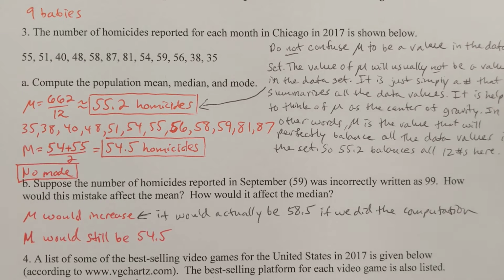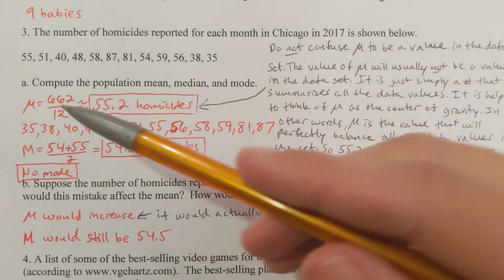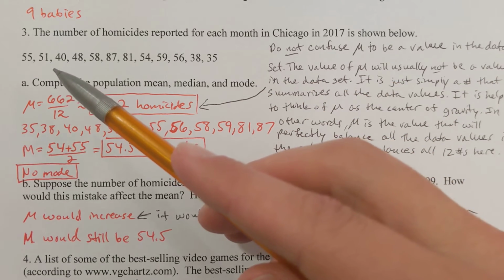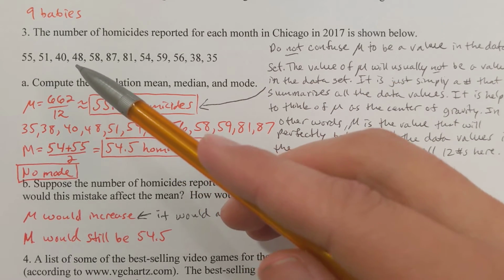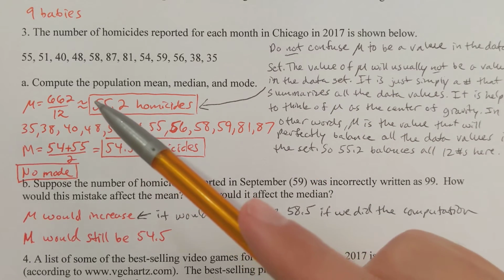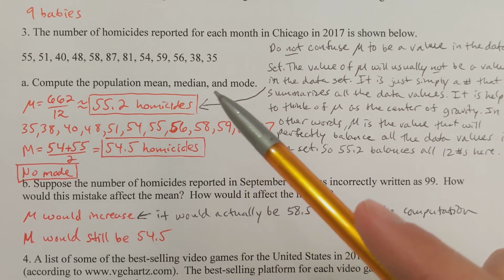Problem 3: the number of homicides reported each month in Chicago in 2017 is shown below. So there's our data values: 55 homicides in January, 51 in February, 40 in March, etc. They want us to compute the population mean, median, and mode.